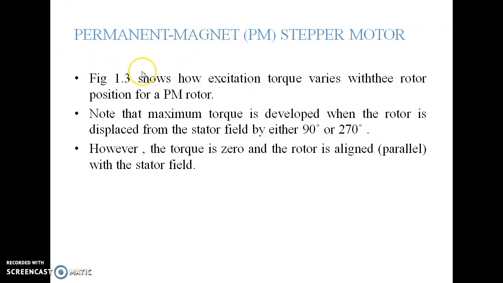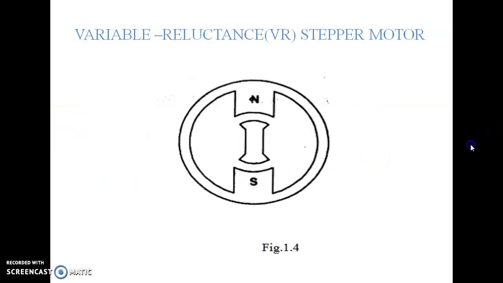Now, the permanent magnet stepper motor graph shows how excitation torque varies with the rotor position. For a permanent magnet rotor, we can note that the maximum torque is developed when the rotor is displaced from the stator field by either 90 degree or 270 degree, which we have already seen in the diagram. However, the torque is 0 when the rotor is aligned, or the rotor is parallel with the stator field.